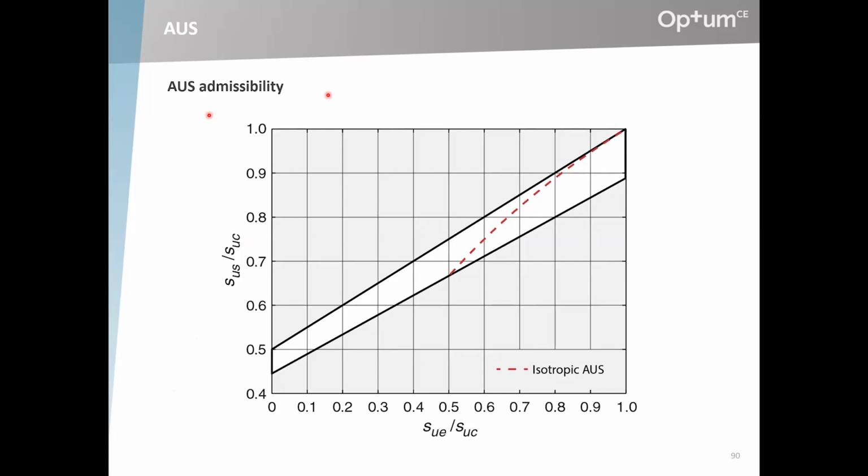So what I've shown you here is extension to compression on the x-axis, and simple shear to compression on the y-axis. The wide range here is the range of admissibility of the model, so you can pick any point within this range as input to the model. If you go for the isotropic version of the model, that is to say the generalized Tresca type version, then the simple shear strength is given in terms of the two other strengths, and that's on this red dashed line here.